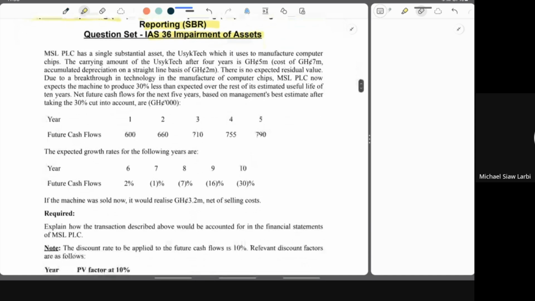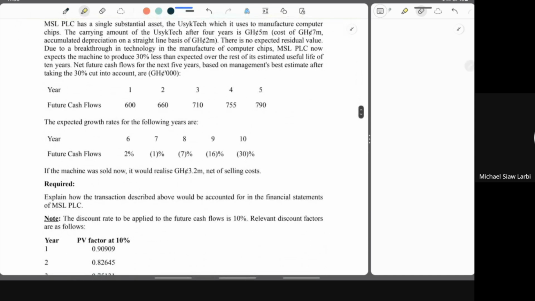So our requirement is quite simple. Explain how the transaction described above would be accounted for in the financial statement of MSL PLC. We are looking at the impairment of a single asset. The next time we could look at something called cash generating unit, CGUs, right? But for now, let's focus on the impairment of a single asset. Are we good? All right.